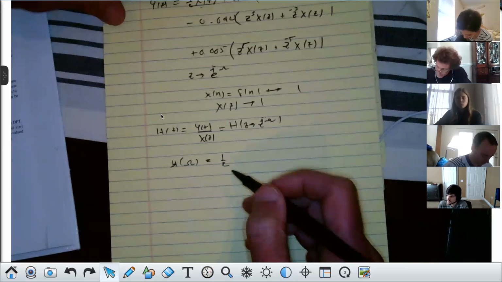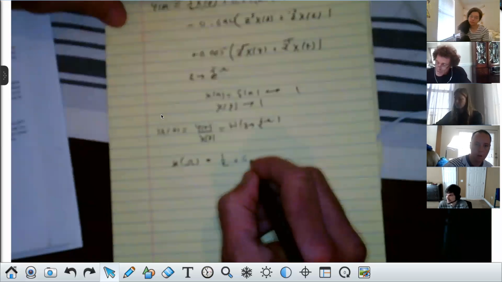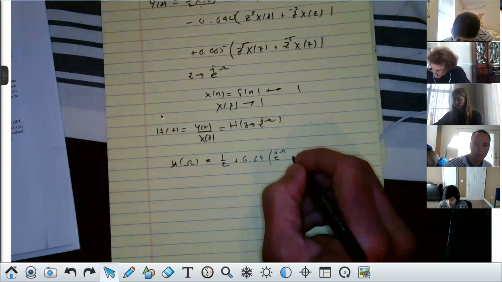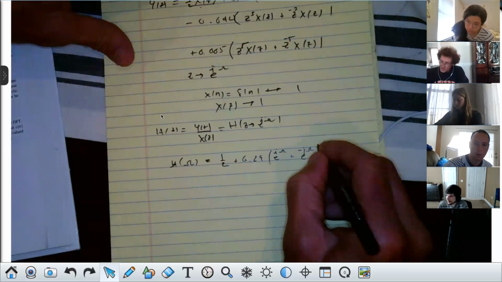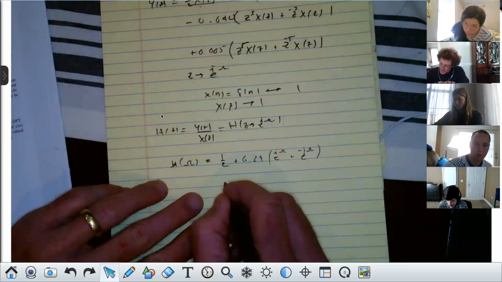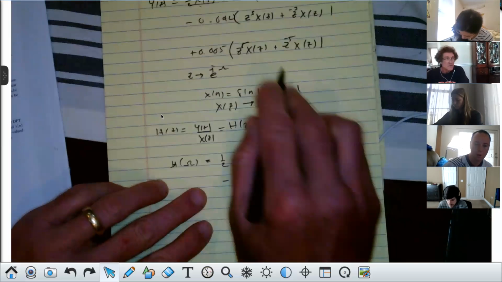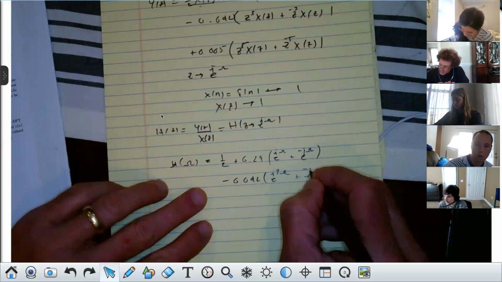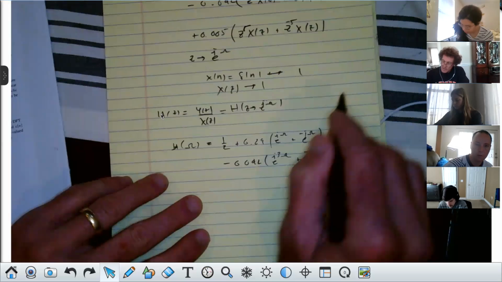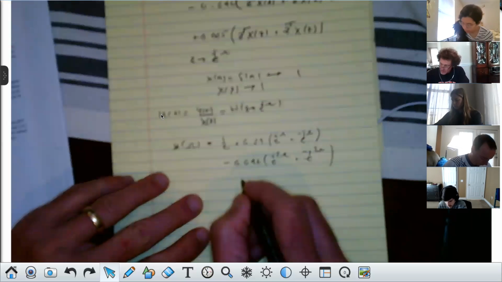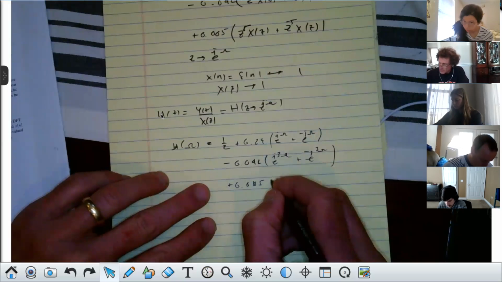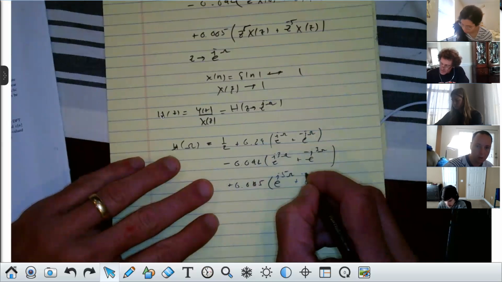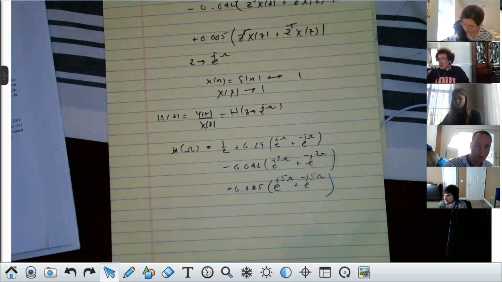Now here I have plus 0.29, and now I have e to the j omega, right? Plus e to the minus j omega. I'm writing it down term by term. The next one is going to be minus 0.042. That's this. And it's going to be e to the j 3 omega plus e to the minus j 3 omega. And then the last one becomes plus 0.005, and this is e to the j 5 omega plus e to the minus j 5 omega. Does everybody agree with that?